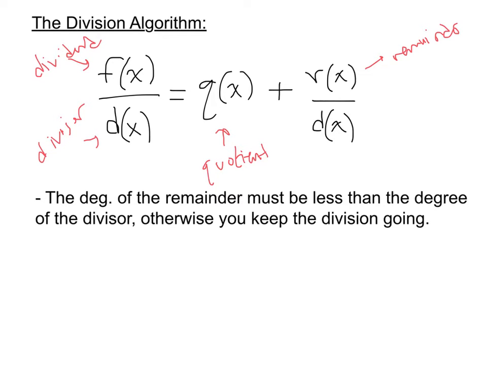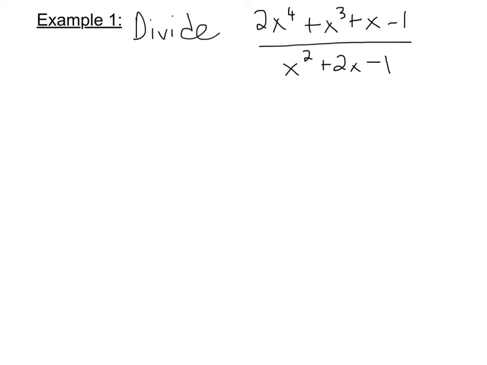Now let's look at some examples. Okay, so for this example, we're going to divide 2x to the 4th plus x cubed plus x minus 1 by this divisor, x squared plus 2x minus 1. So the first thing I'm going to do is set up a nice large long division problem. Give ourselves plenty of room, and I'm going to put the divisor on the outside and the dividend on the inside, just like we did with numbers.